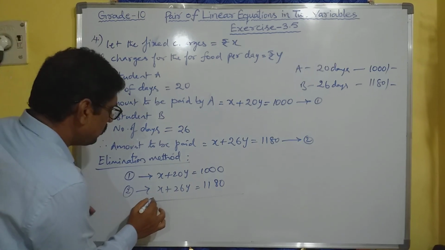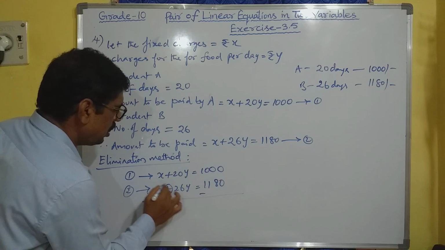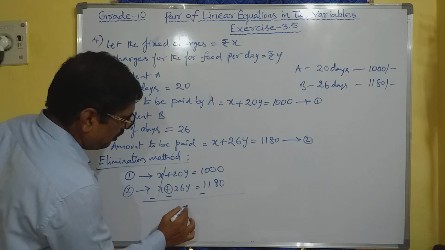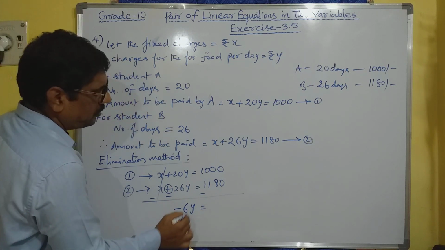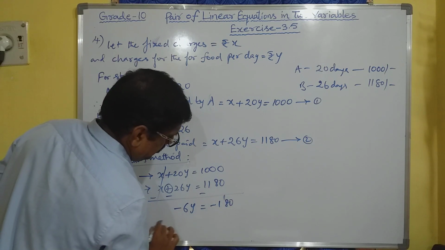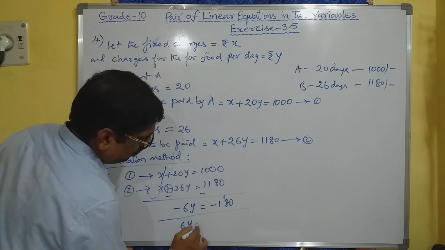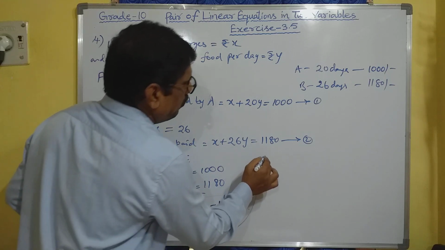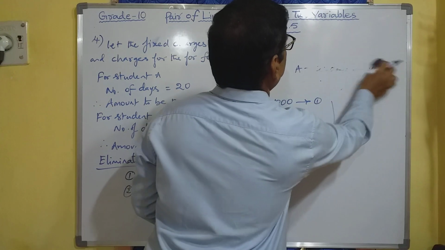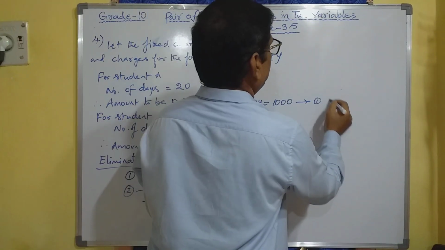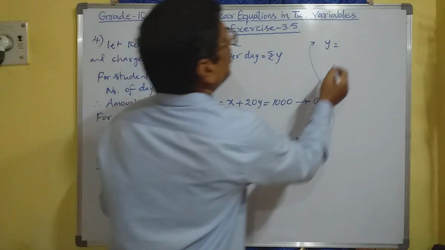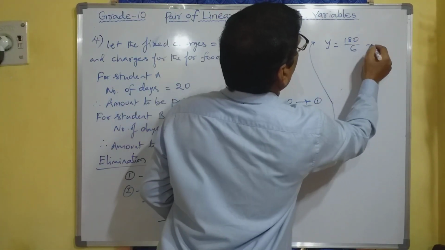See, here we have the same symbol. So let us change the symbols for the second equation. Then we can cancel plus x and minus x. Then minus 6y, 20 minus 26 is minus 6, is equal to minus 180. Okay, then 6y is equal to 180. Therefore, y is equal to 180 by 6, which means we get 30.